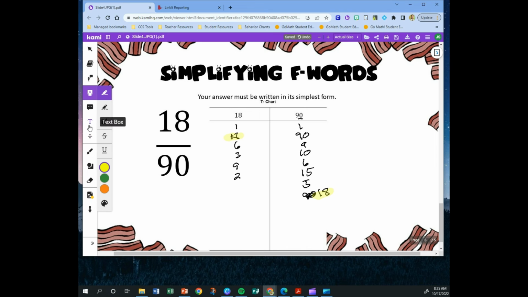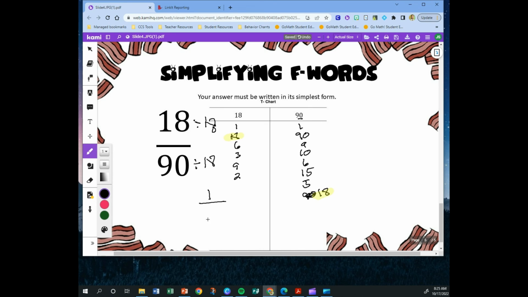So what I'm going to do now is take my 18 and divide it by 18. Wow, really bad handwriting. Sorry, guys. And divide this by 18. Well, 18 divided by 18 is, of course, 1. And 90 divided by 18, I figured that out. It is 5. So using greatest common factors, I can take all of my larger fractions and simplify them down to something that I can actually use in a mathematics problem.